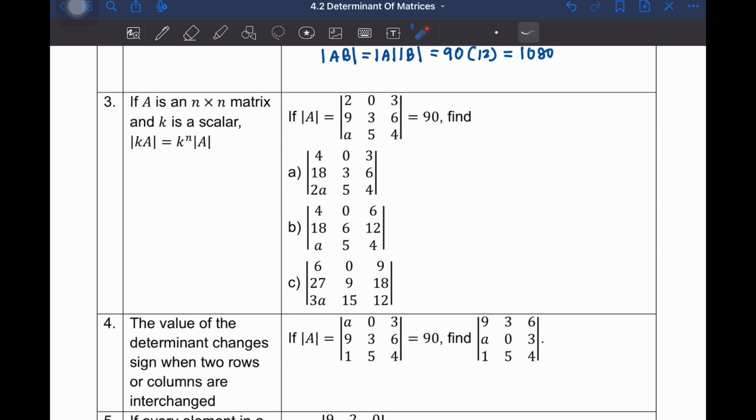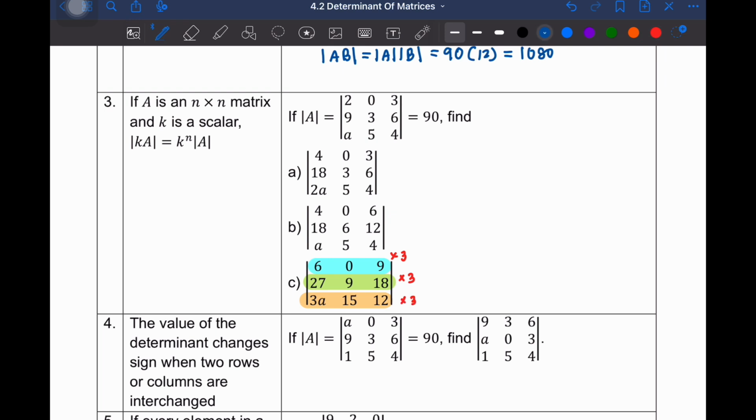Okay, so I will do example C first, because example C is very close to this one. Right, so observe carefully the changes in each of our rows and columns. In the first row, if you notice, our 2 becomes 6, and then our 3 becomes 9. So they are multiplied by 3. Then our second row is 27, 9, and 18. If we compare with the original, it is also multiplied by 3. Then for the last one, 3A, 15, and 12. This one is also the same, we multiply by 3.